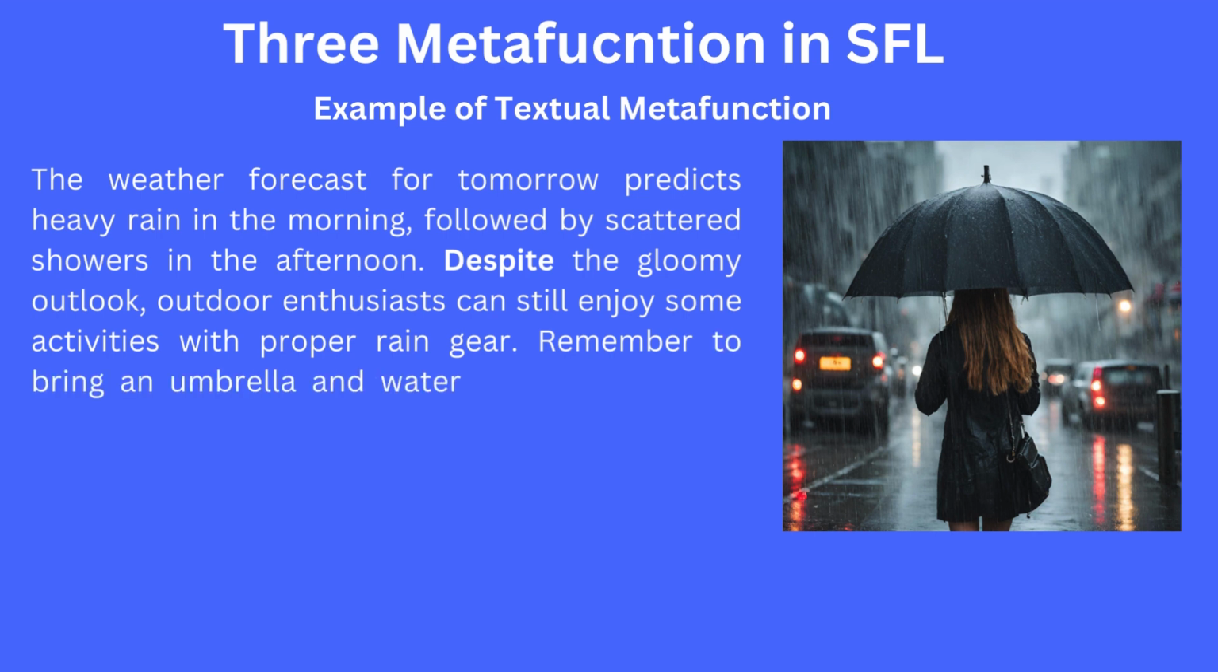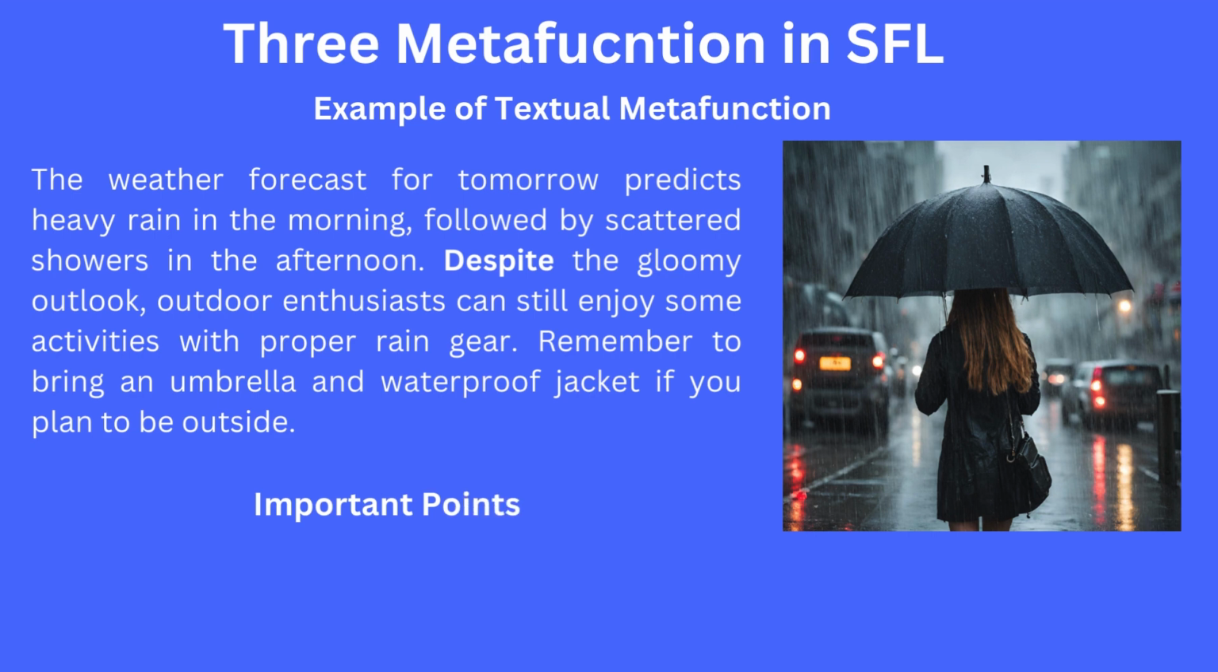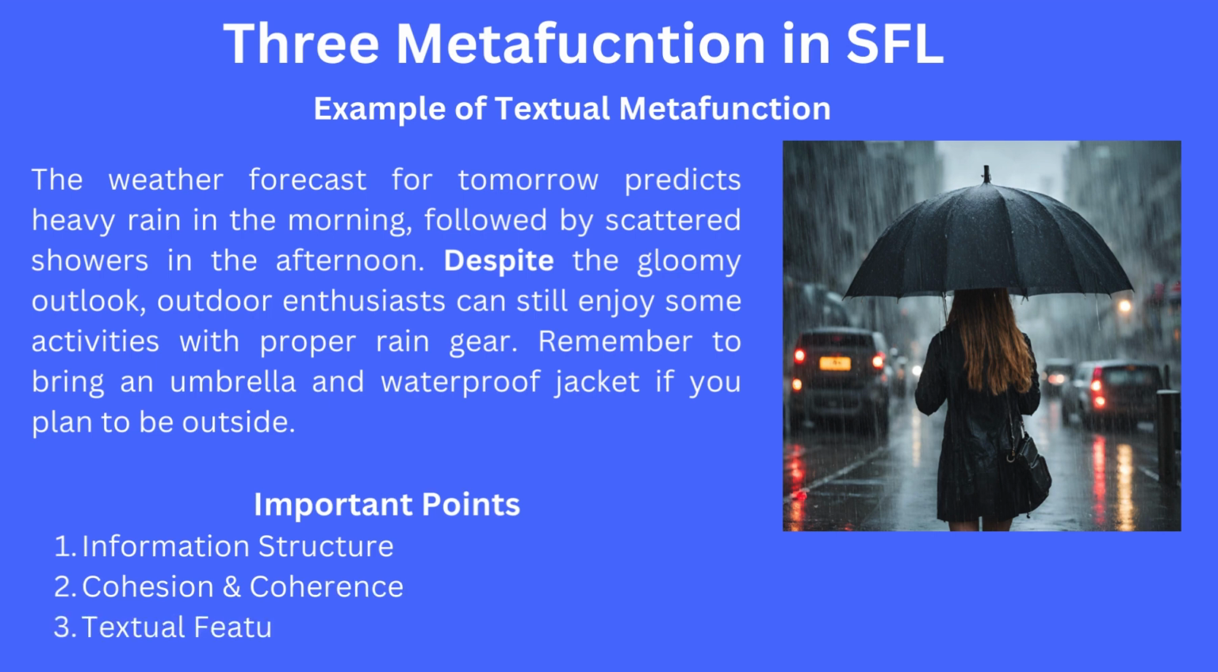Now let's analyze the textual metafunction within this paragraph. First one is information structure. The paragraph is structured to provide information about the weather forecast for tomorrow. It begins by stating the main point, the prediction of heavy rain in the morning, followed by additional detail, scattered showers in the afternoon, and advice for outdoor activities. So this is the main content and information given in the example.